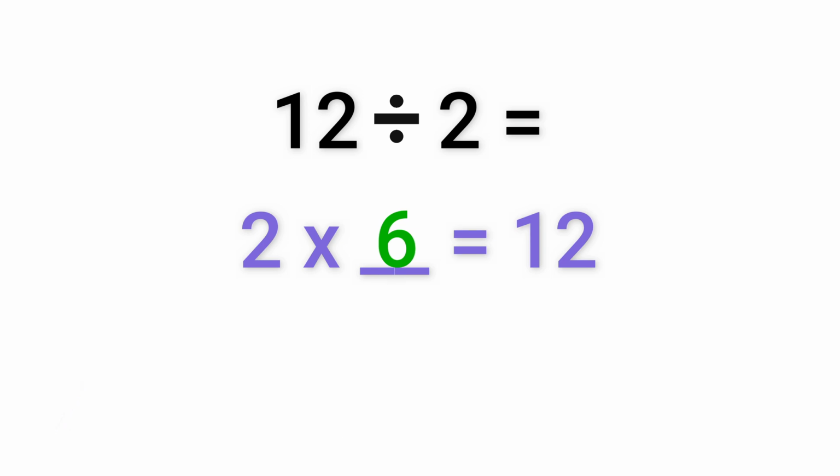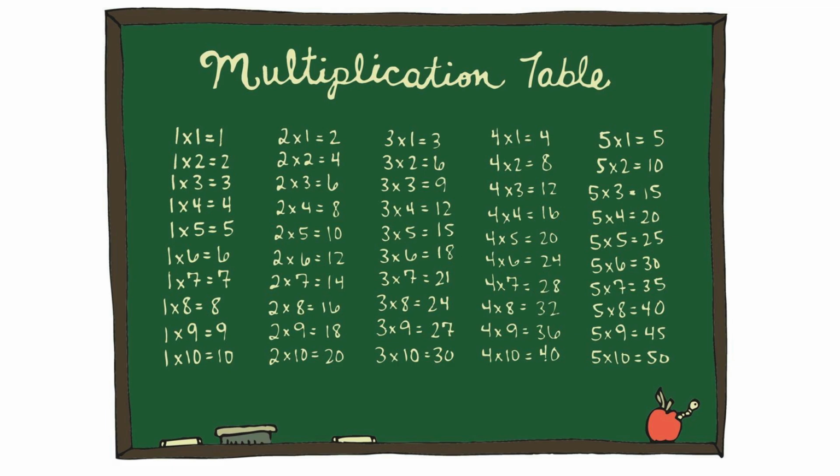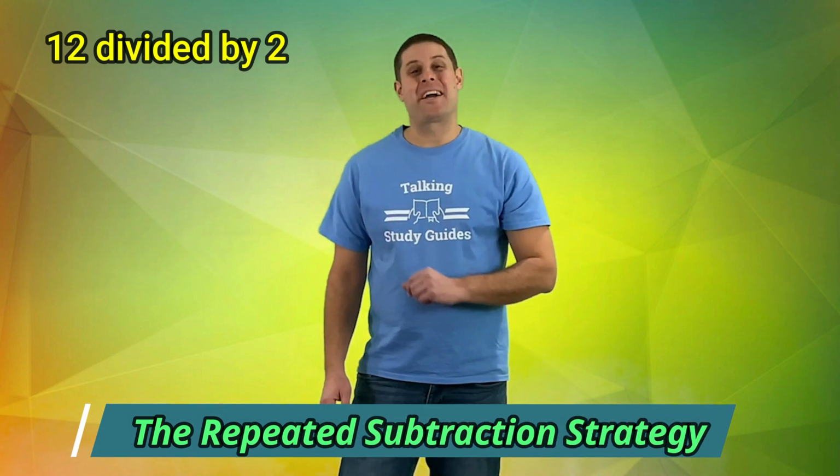Transforming division problems into multiplication problems can be a very useful strategy if you are strong with your multiplication facts, so start practicing. Another way that we can solve 12 divided by 2 is by using a strategy called repeated subtraction.